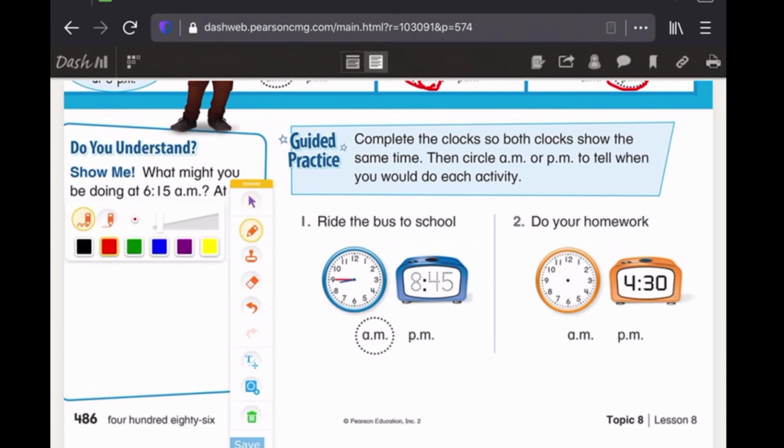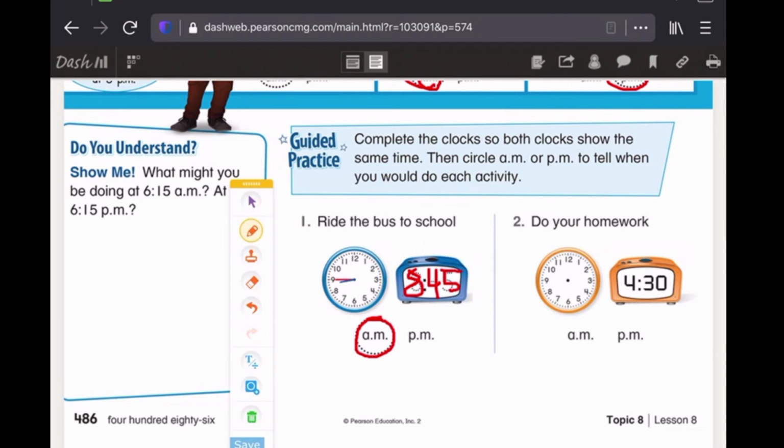Well, we don't have school buses at St. Thomas, but if you're going to school, that's usually in the morning. Morning is AM, so I would circle AM. And our hour hand, our little hour hand in blue on the analog clock is not yet pointing at 9. Just after 8, but not quite 9, so it's still 8. And our minute hand is pointing at 9, and we know there's an imaginary 45 minutes right there. So it's 8:45.